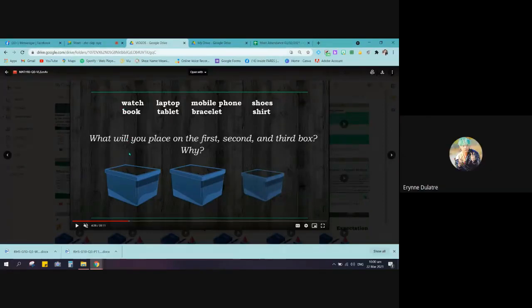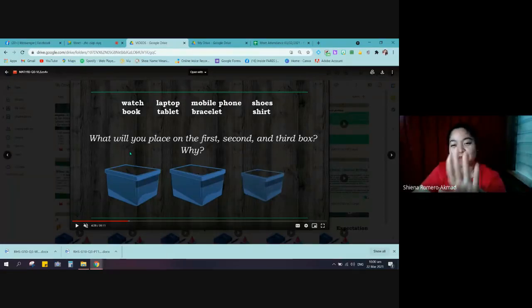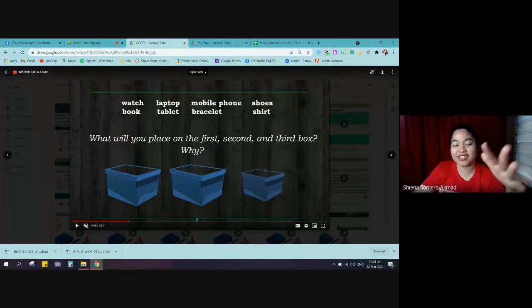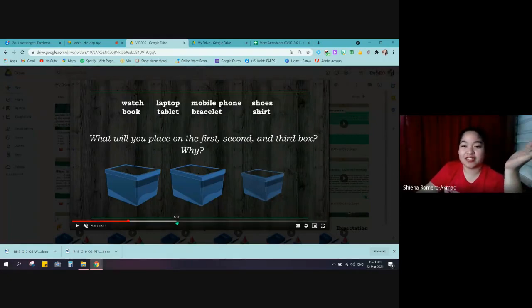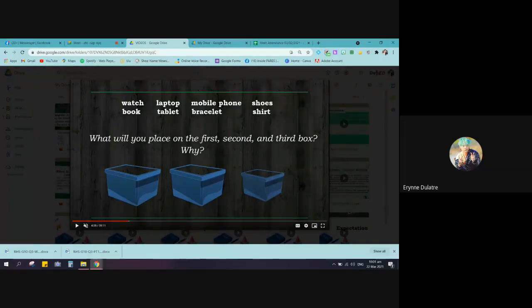Ano po, pwedeng yung laptop, tablet, saka yung mobile phone po. Laptop, tablet, mobile phones, lahat digital. Gadgets. Sabagay, kasi importante ngayon. Opo, tapos dun po sa pangalawang box. Ay, okay na po.